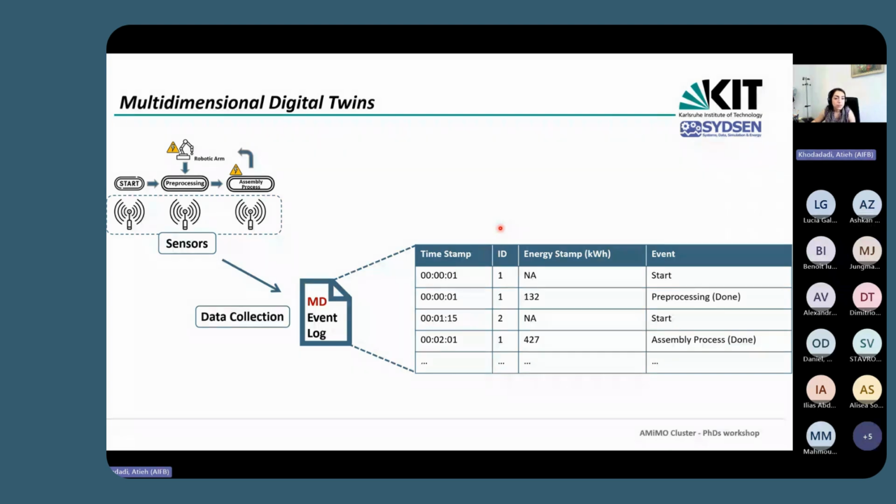of the system. So here for energy, we mentioned that we have two states in which we consume energy: the assembly process and the robotic arm. Through the sensors that we have in the system, we generate data which includes the energy consumption of the system. To define it, we have some standards, and we should have some stamp that we mention in the column.